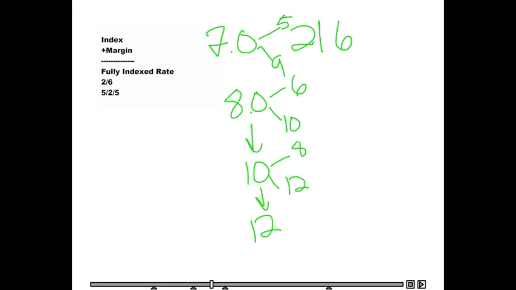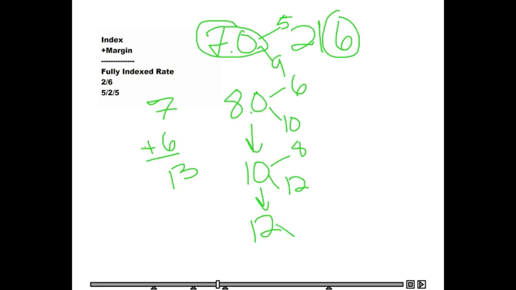Now as we get up here, let's not forget about our lifetime cap. Let's go back and figure that. We started at 7%. We have a lifetime cap of 6. So when we add the 7 and the 6 together, that gives us a lifetime cap on this loan of 13%. So right here we're starting to approach that. On this adjustment, the maximum we can go to is actually 13%, but we can go down to 10.